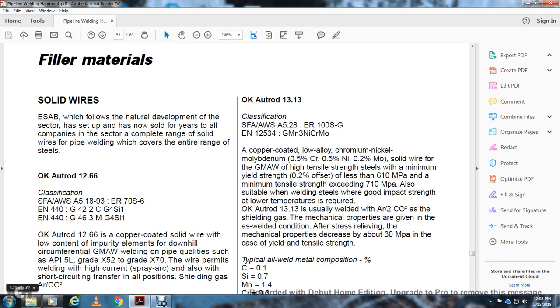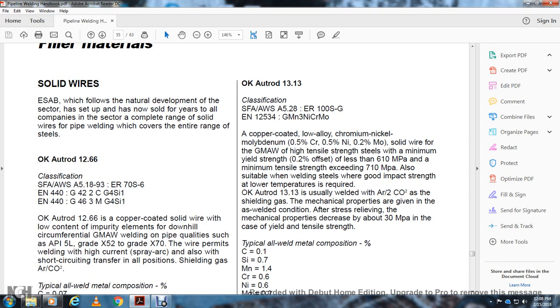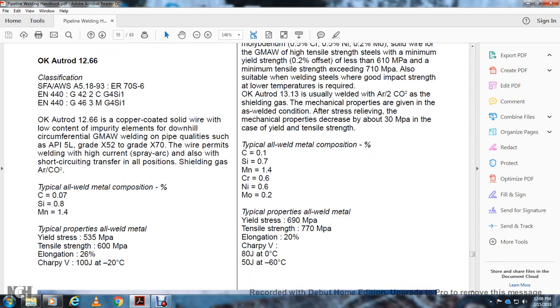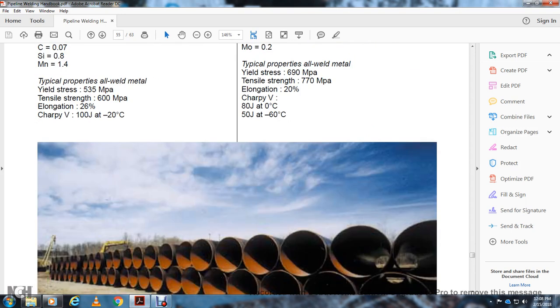OK Autrod is usually welded with argon and carbon dioxide. The mechanical properties are given as welded. After stress relieving, the mechanical properties decrease by about 30 megapascals in yield and tensile strength. Typical weld composition: carbon 0.10%, silicon 0.7%, manganese 1.4%, chromium 0.6%, nickel 0.6%, molybdenum 0.2%. Typical yield of the all weld metal: yield strength 690 megapascals, tensile strength 770 megapascals, elongation 20%, Charpy V 80 joules at 0 degrees Celsius, 50 joules at negative 60 degrees Celsius.